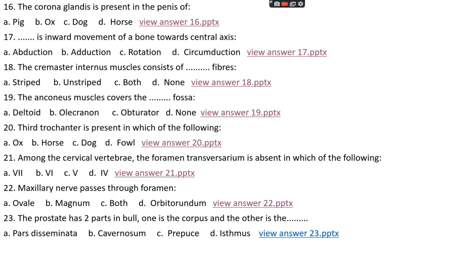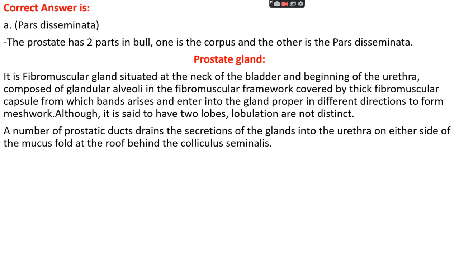Question number 23. The prostate has two parts in bull. One is the corpus and the other is dash. Option A, pars disseminata. Option B, cavernosus. Option C, prepuce. Option D, isthmus. The right answer is option A, that is pars disseminata.